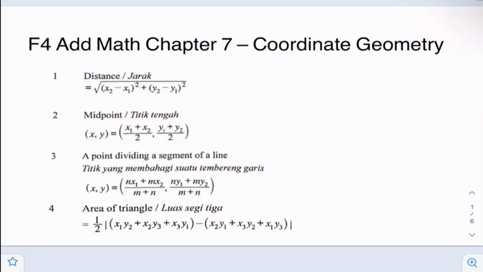Today we'll be learning from 4M Math Chapter 7, Coordinate Geometry. These are the formulas related to this chapter and we'll be using them in the questions later.